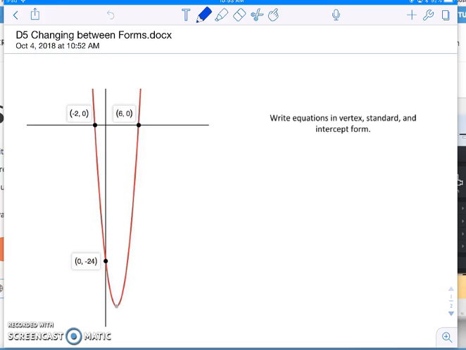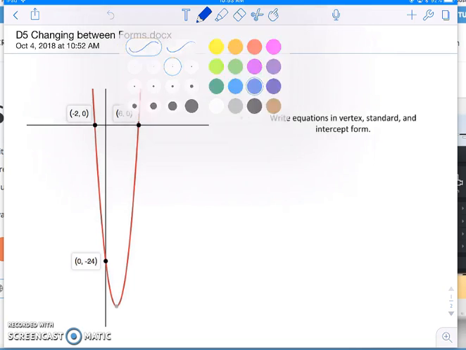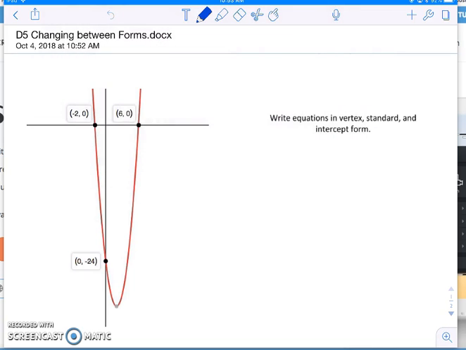Today we're going to look at how to change in between forms and how to write some equations for a quadratic. If we take a look at this quadratic, we're asked to write it in vertex, standard, and intercept form. But if you notice, we're given the vertex, we're given the intercepts, all intercepts, x and y. So let's start with our intercept form.